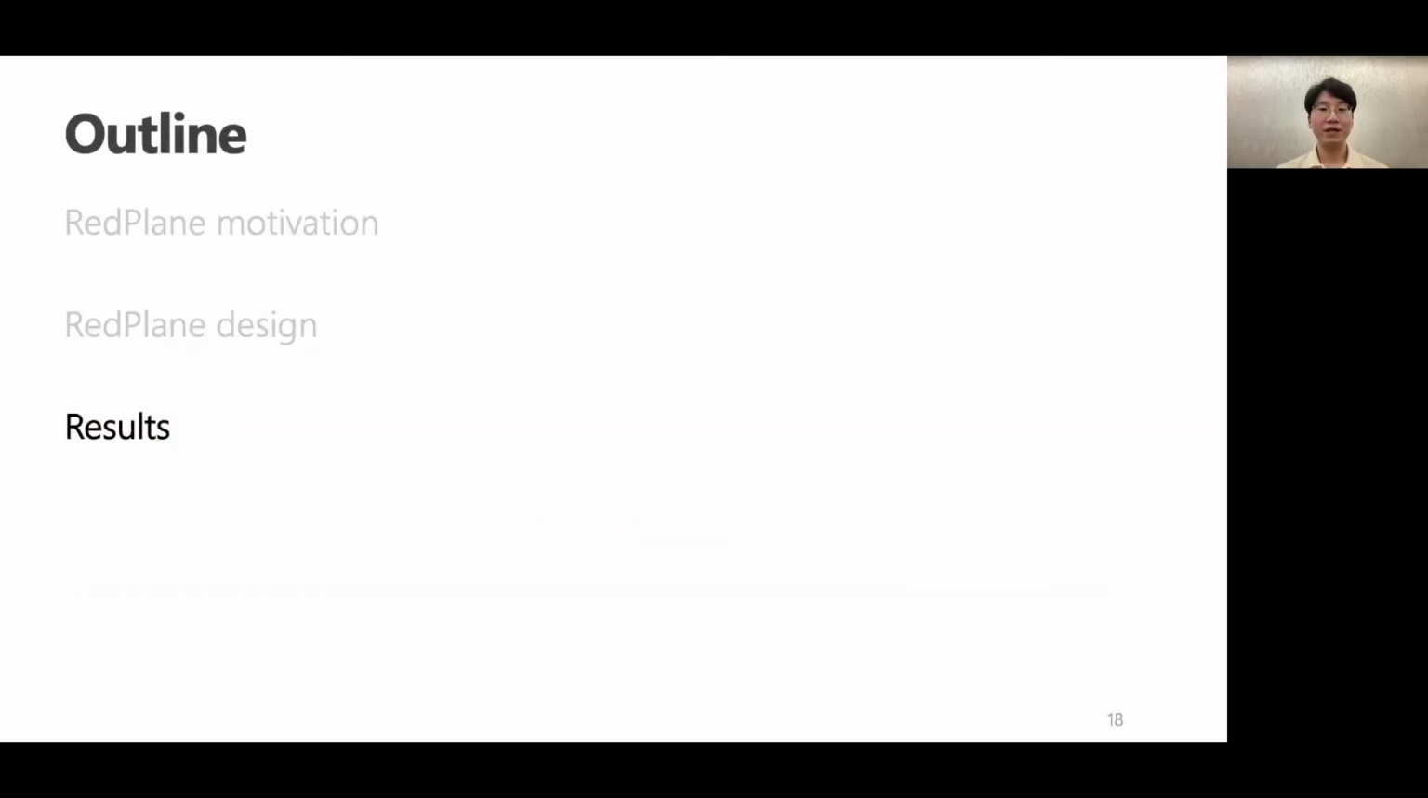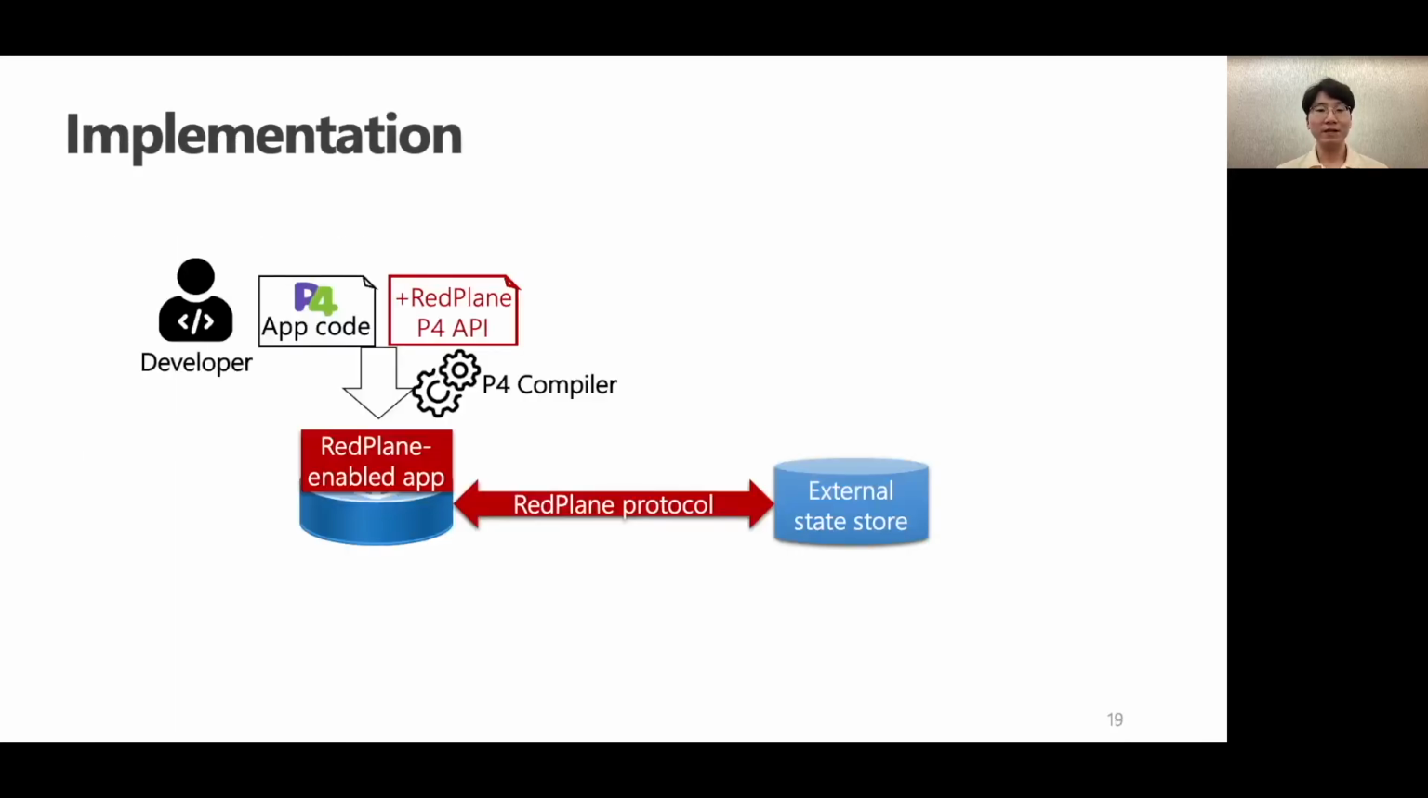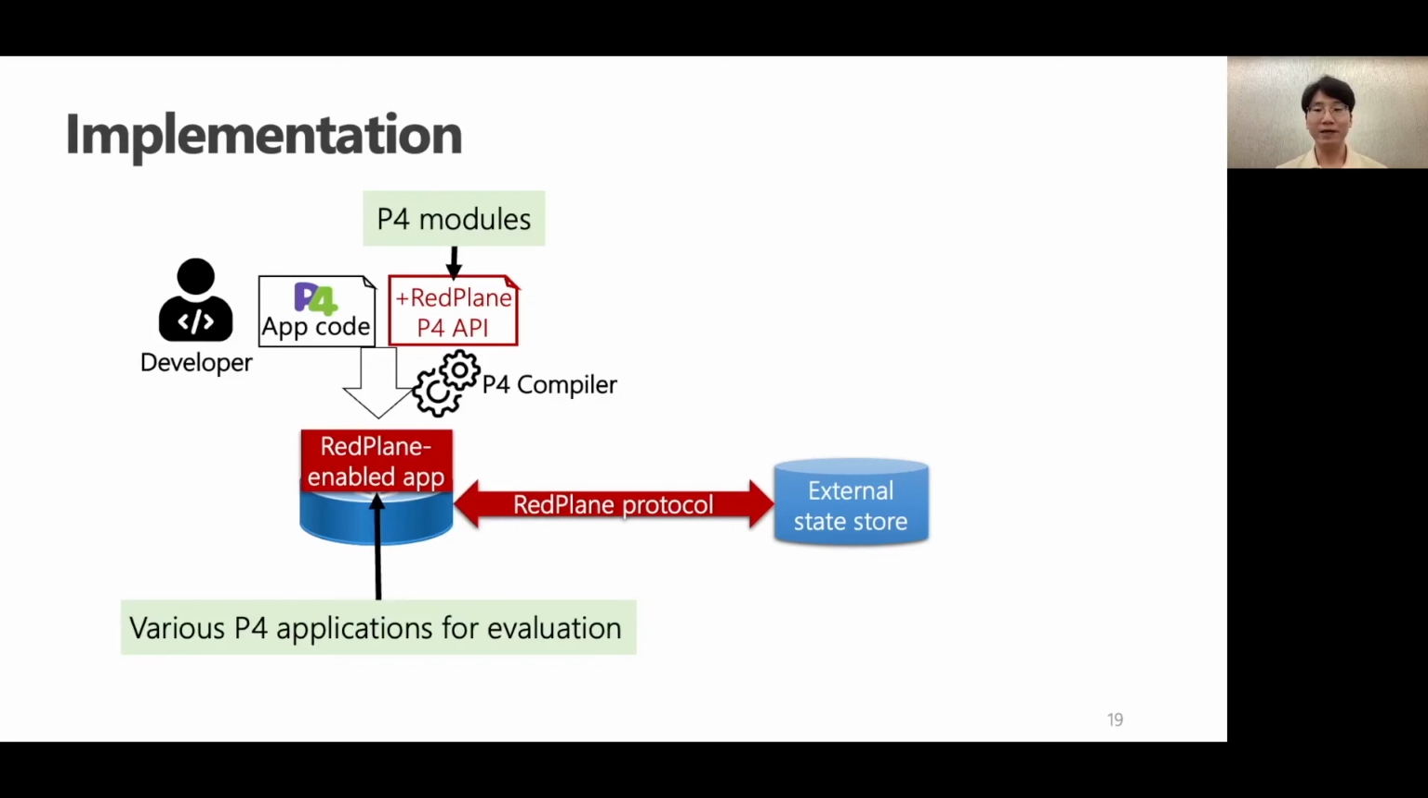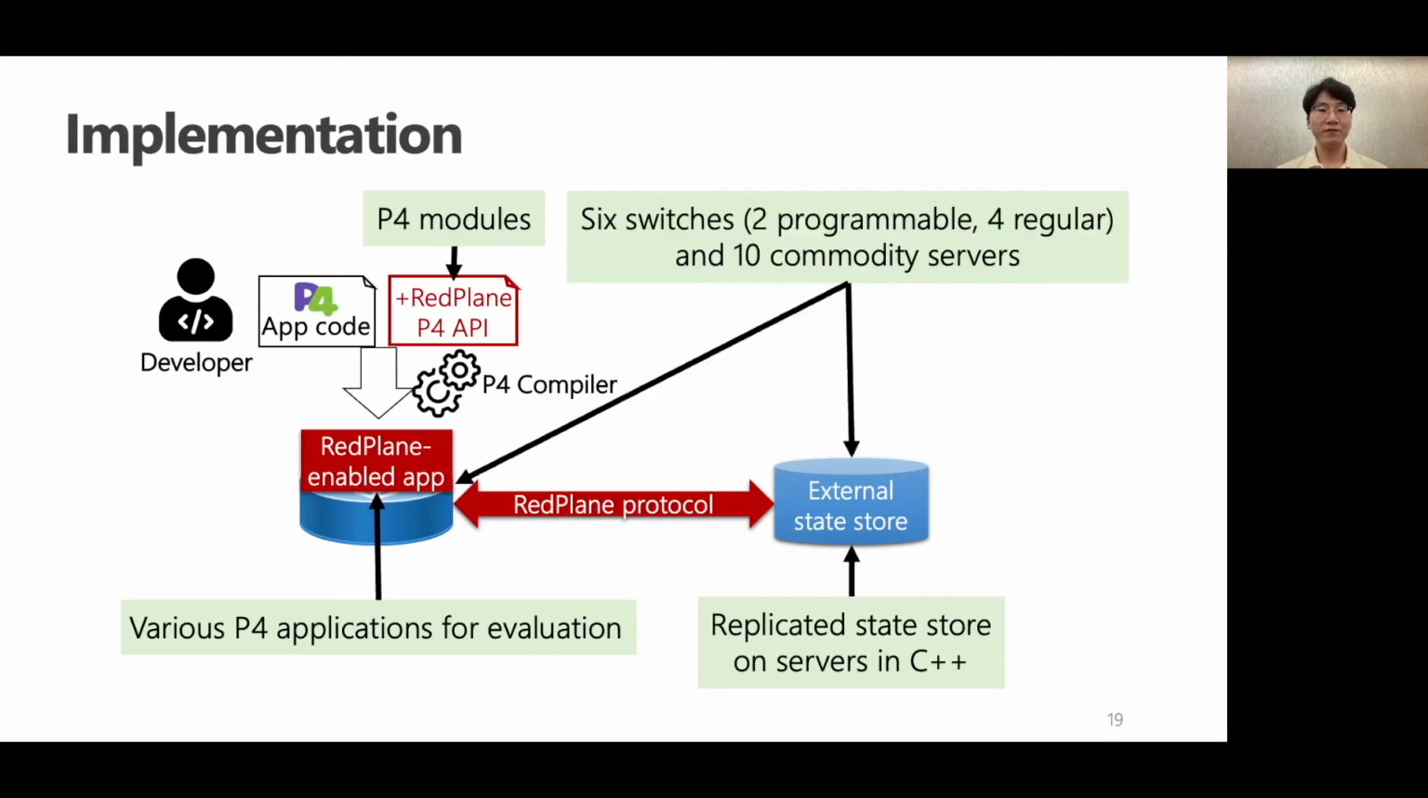Let me close with our implementation and a few performance results of RedPlane. We implemented the RedPlane API and runtime as modules in P4, and using the API, we implemented in-switch applications including canonical network functions. We also implemented a replicated state store running on servers in C++. We evaluated RedPlane using a testbed consisting of 2 Tofino-based programmable switches, 4 regular switches, and 10 servers.